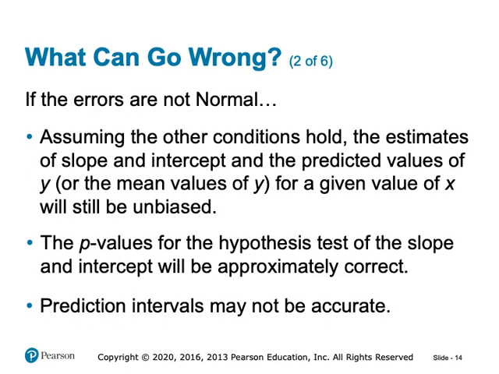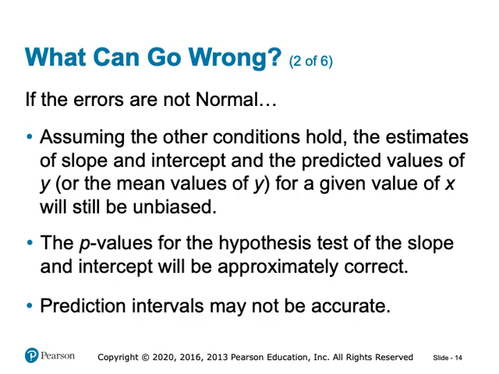Another condition that is important in regression analysis is the normality of errors. Let's explore what can go wrong if this condition isn't met. Estimates remain unbiased if other conditions hold. Even if the errors, the differences between the observed and predicted values, are not normally distributed, as long as other key conditions, such as linearity and independence, are met, the estimates of the slope and intercept of the regression line, as well as the predicted values of the outcome variable y for a given x, will still be unbiased. This means that, on average, the estimates will be correct.